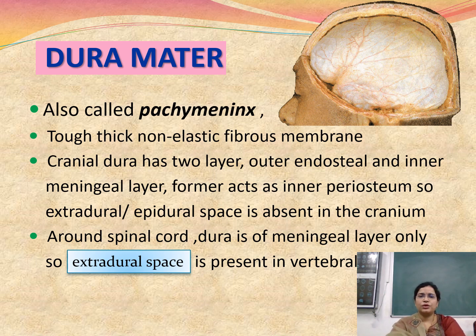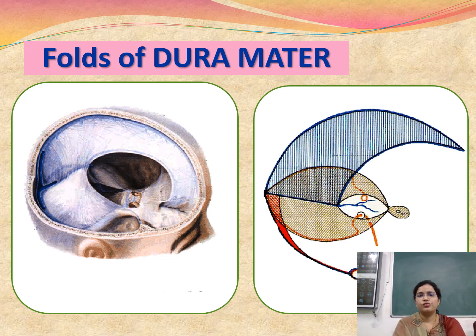Dura mater is also called the pachymeninx. Pachy means thick, tough, thick, non-elastic fibrous membrane. Cranial dura has two layers, outer endosteal and inner meningeal. The outer endosteal layer acts as the inner periosteum, so the extradural or epidural space is absent in the case of the cranium. Around the spinal cord, the dura mater is of meningeal layer only, so the extradural space is present in the vertebral canal.